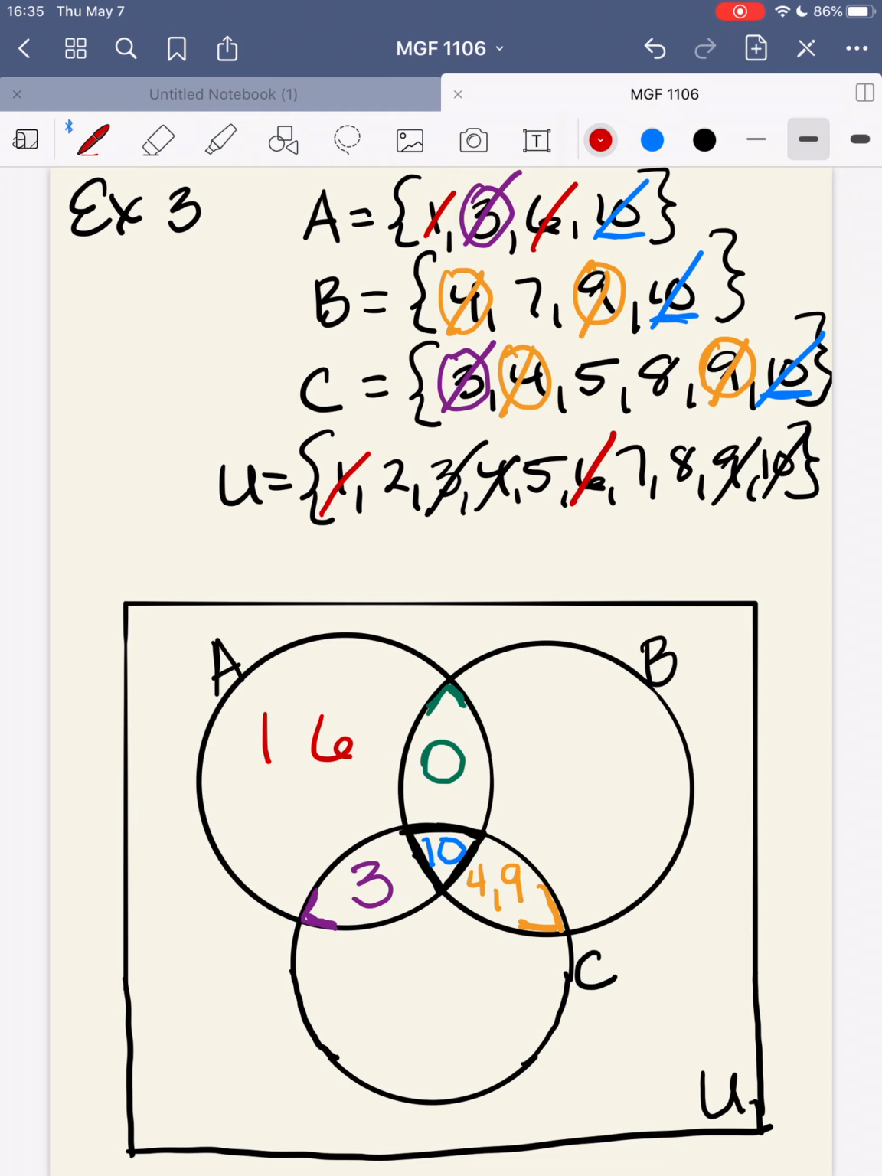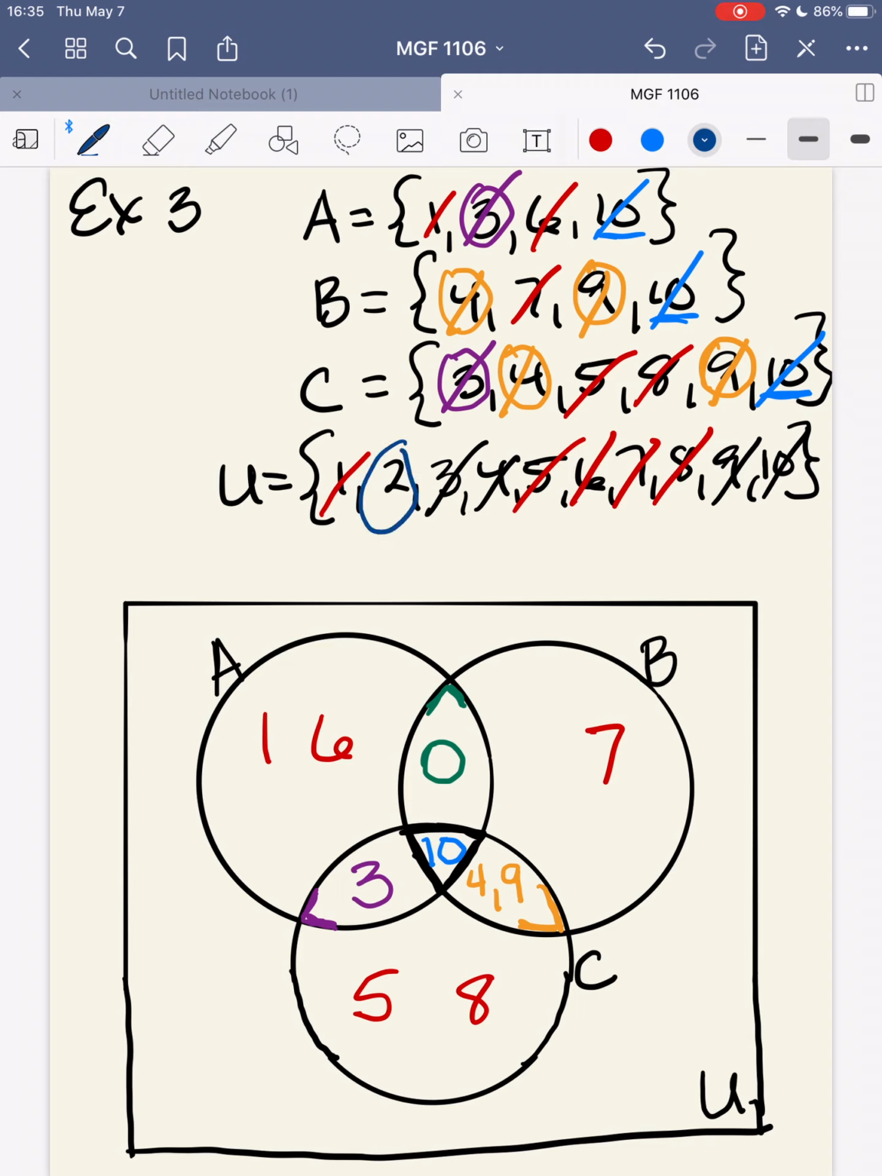Items only in common in B are 7. 7 also comes out of the universe. Items only for C are 5 and 8. And those come out of the universe. And then what we want to do is look at our universe and see who's left.